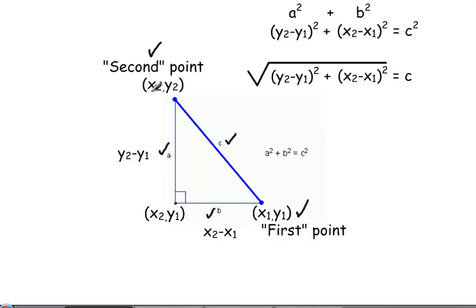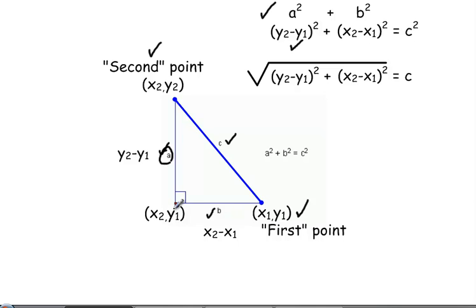But notice that x2, y2, 2 for second, are the coordinates of the second point, and x1, y1 are the coordinates of the first point. Okay? And I'm still using my a squared plus b squared equals c squared. In order to find out what a is, which is this right here, all I have to do is take y2 and subtract y1. That's all I need to do, which is right here.